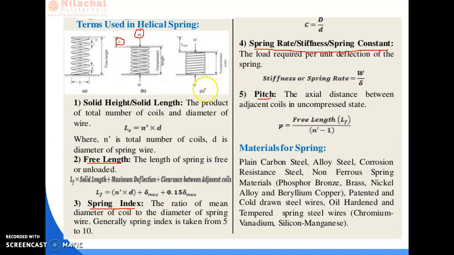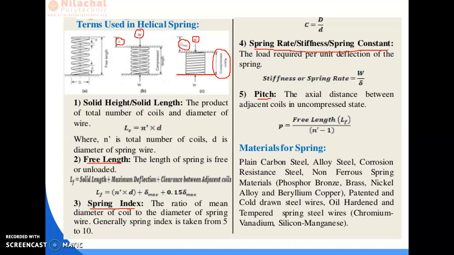Let's see figure C. The bottom end of the spring is fixed. Now, while load W is applied, we have to see what the maximum deflection is. Maximum deflection means all the turns of the spring are closed as much as possible, and there is no clearance between them. This is known as the compressed position or solid position.